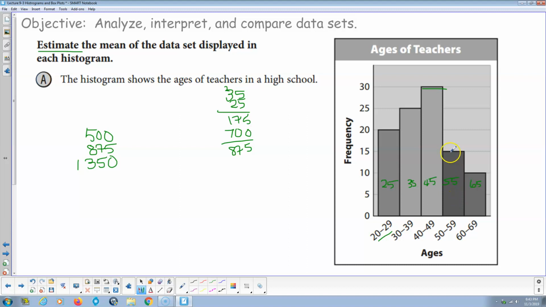And then 55 goes 15 times. Okay, so 15 times 55. So 5 times 55. 5 times 5 is 25. We're going to carry the 2. 5 times 5 is 25, added to the 2 is 27. And then 10 times 55, we're going to move over a spot first. 1 times 55, 55. So that looks like we're going to have a 5, a 12, carry the 1, 8, 25.